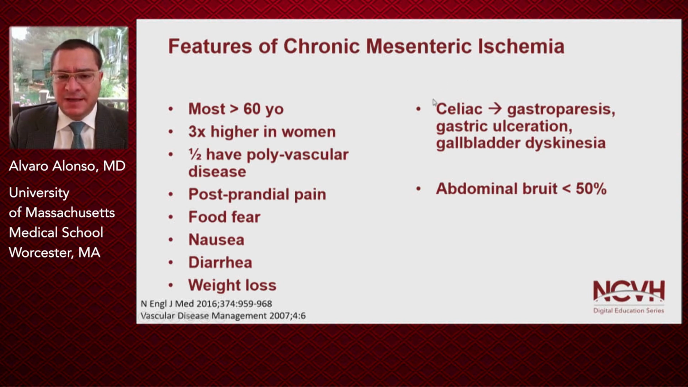Now, when patients have celiac stenosis, they can also experience atypical presentation. So they may present with gastroparesis or gastric ulcerations that are of ischemic origin, or also gallbladder dyskinesia. Unfortunately, this is very vague in the majority of patients, and so the suspicion should be high, particularly in people all over the age of 60 with multiple cardiovascular risk factors. It is unfortunate that the presence of abdominal bruit is only in less than 50% of these patients.